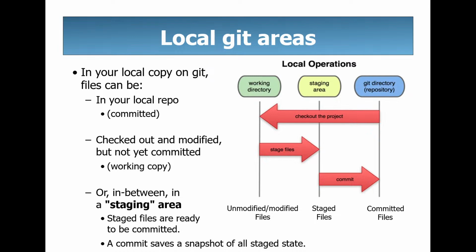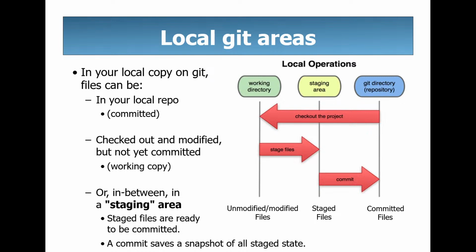Example workflow using local Git areas. First one, make changes. Edit files in the working directory. Second, stage changes. Add changes to the staging area. For example, bash git add file. Third one, commit changes. Commit the staged changes to the local repository. For example, bash git commit -m "message".